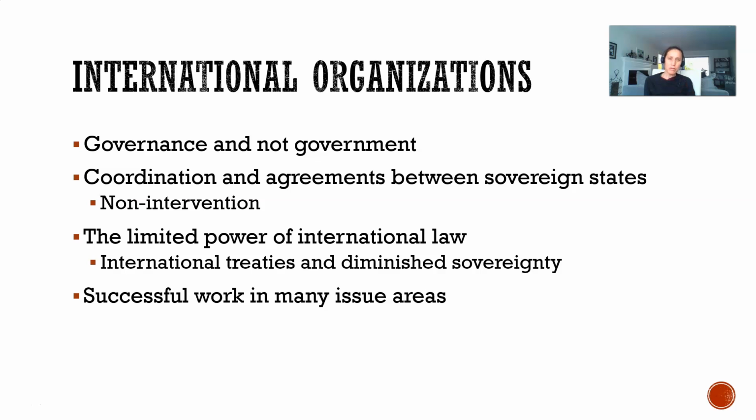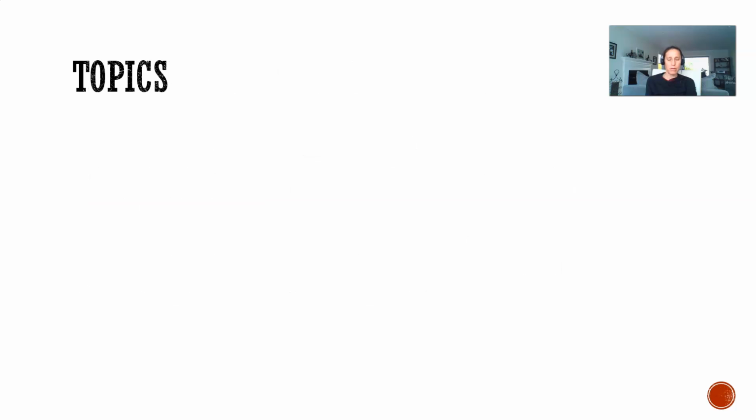Now, international organizations have been criticized a lot of the time for not being efficient enough, for not doing what they're supposed to do, and there's room for criticism, of course. But also in some issue areas such as human rights, the environment, health, all of those different areas, we do see a lot of successful work by international organizations.